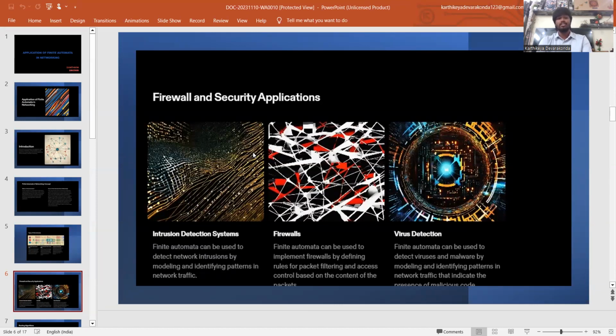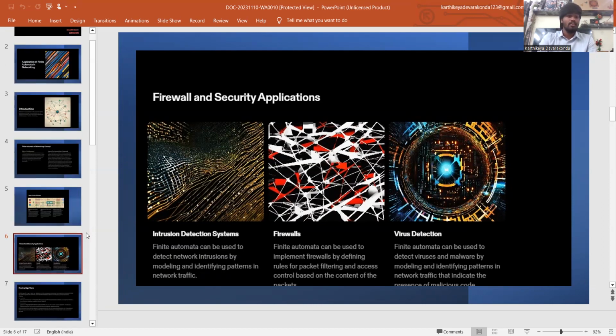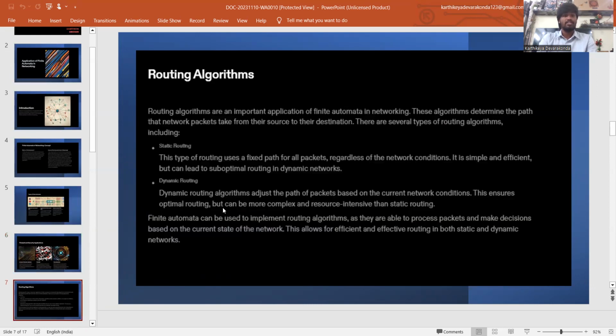Now, virus detection. Virus detection means finite automata can be used to detect viruses and malware by modeling and identifying patterns in network traffic that indicate the presence of malicious code. Now we'll move to the next page.